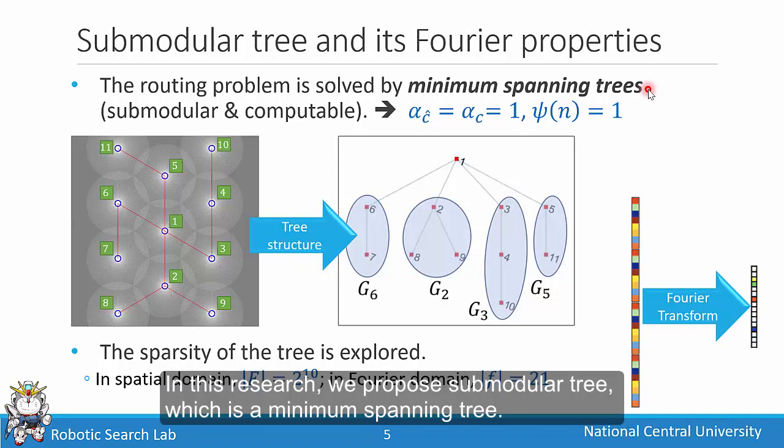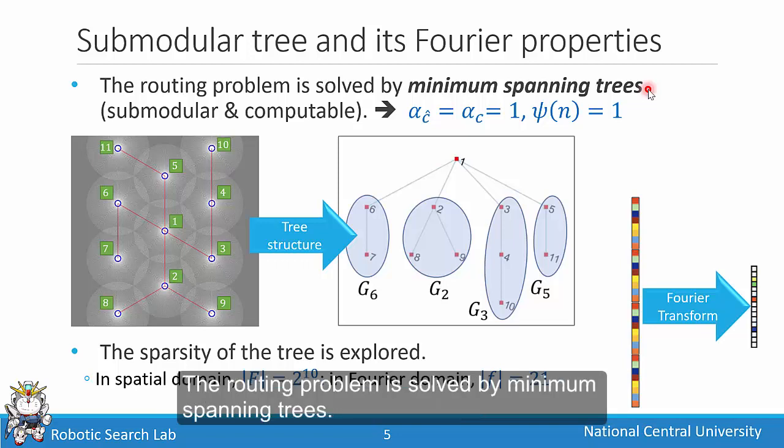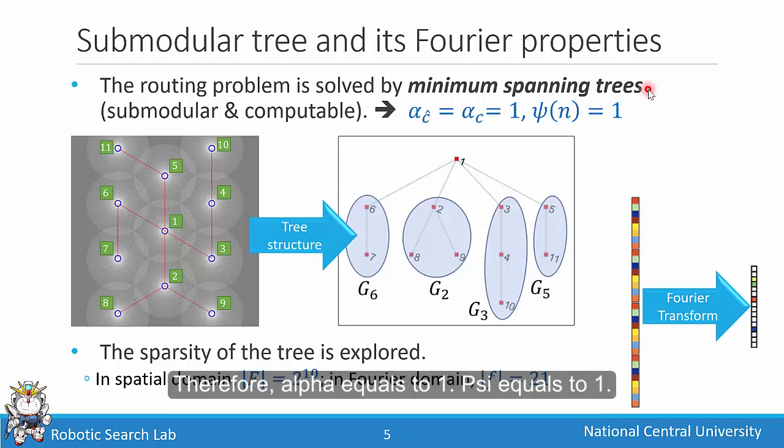In this research, we propose a submodular tree, which is a minimal spanning tree. The routing problem is solved by the minimal spanning tree. By doing so, it has submodularity and is computable. Therefore, alpha equals 1 and psi equals 1. The other one is we find the sparsity of the tree.